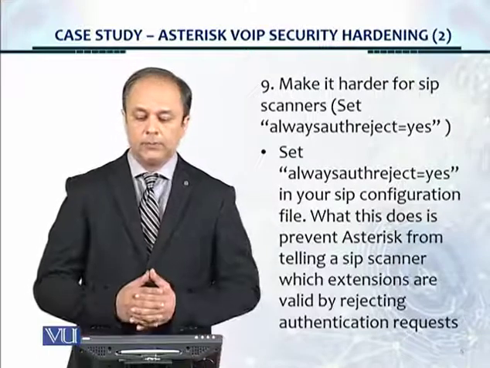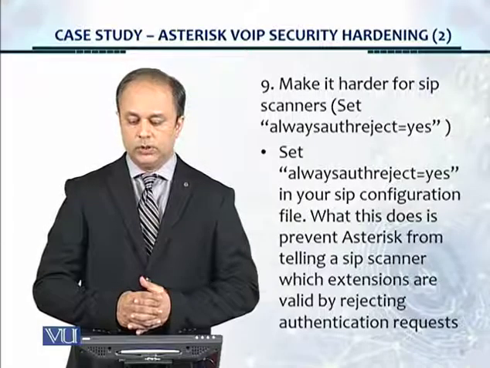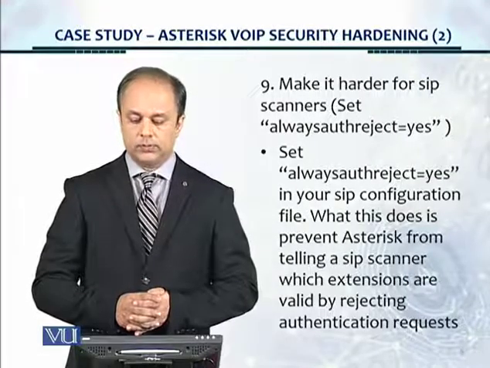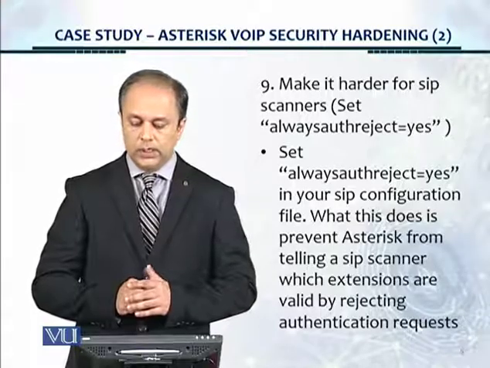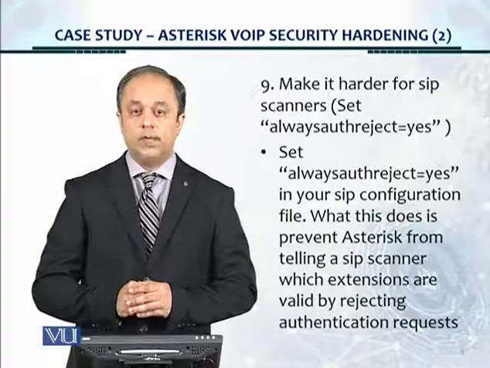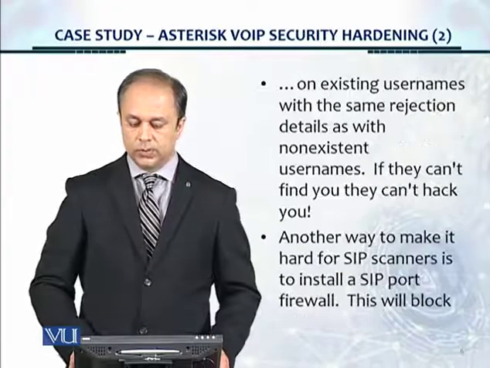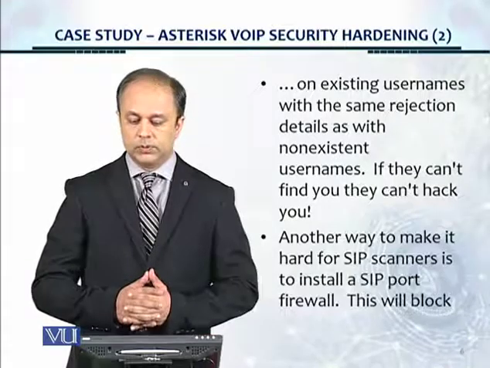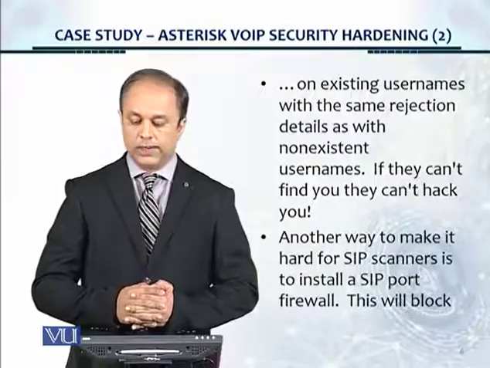Number 9, make it harder for SIP scanners. Set alwaysauthreject equal to yes in your SIP configuration file. What this does is prevent Asterisk from telling a SIP scanner which extensions are valid, by rejecting authentication requests on existing usernames with the same rejection details as for non-existing usernames. If they can't find you, they can't hack you.